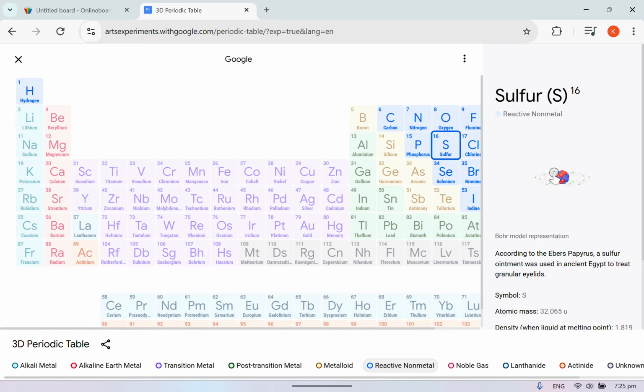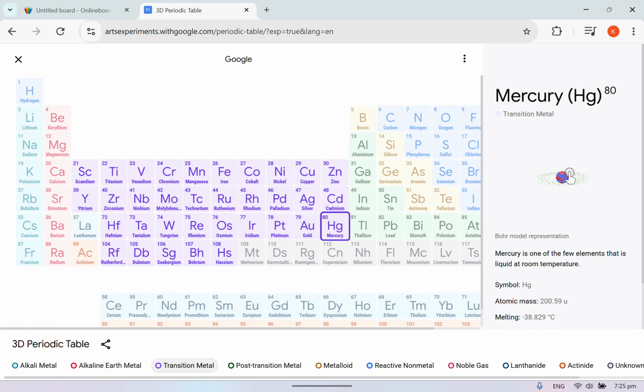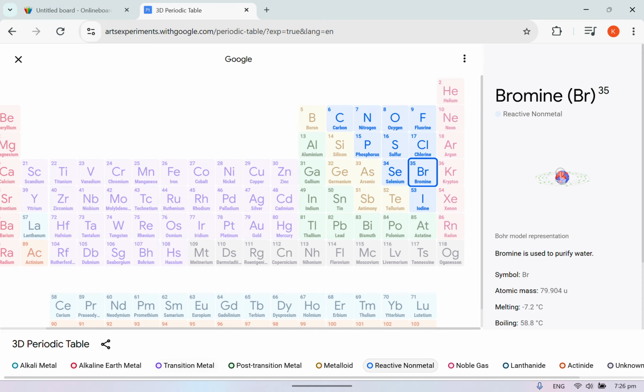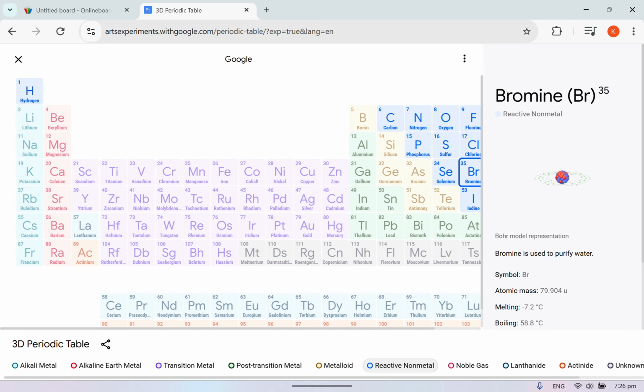Now for liquid, there are actually two that are important. Now of course there are more, but I'm just talking about the ones that are important. This one, Hg, mercury, and Br, bromine. Now let's go through the gases, okay?